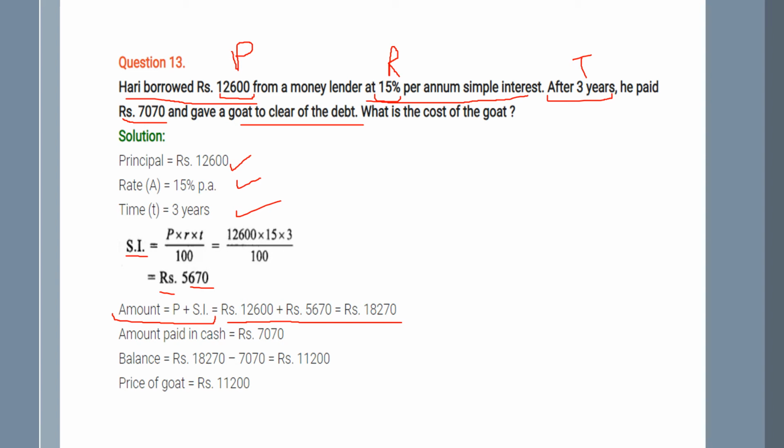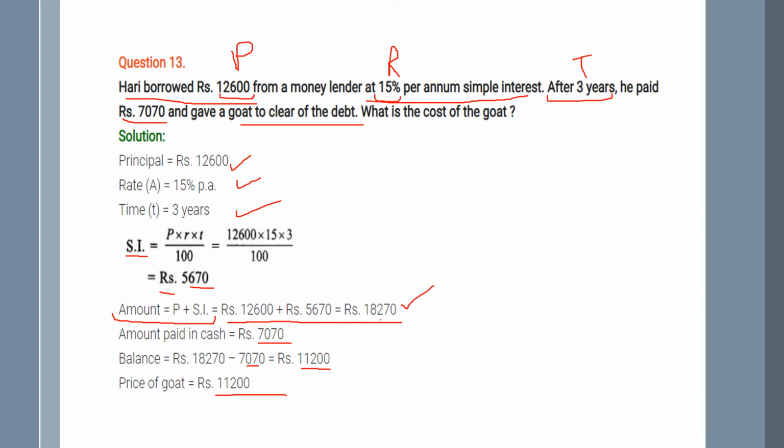18270 is the amount. But instead of paying the whole amount, he has paid 7070 by giving a goat. So 7070 will be deducted from this amount. This 7070 you have to deduct. The left amount that he has to pay is 11,200. Clear?